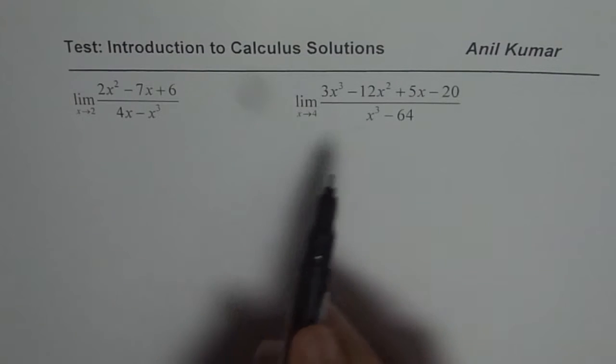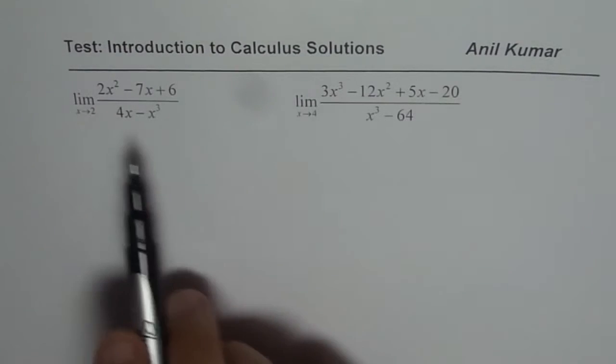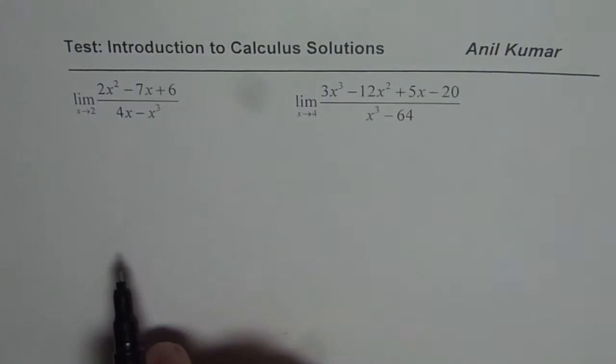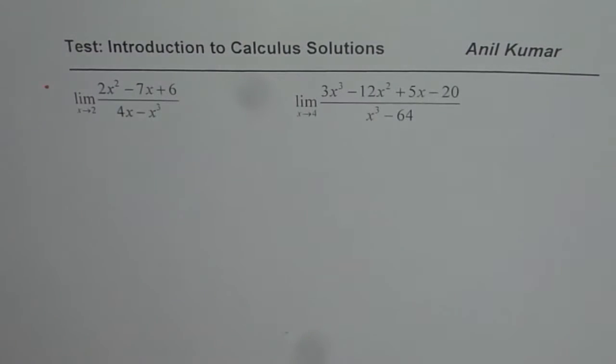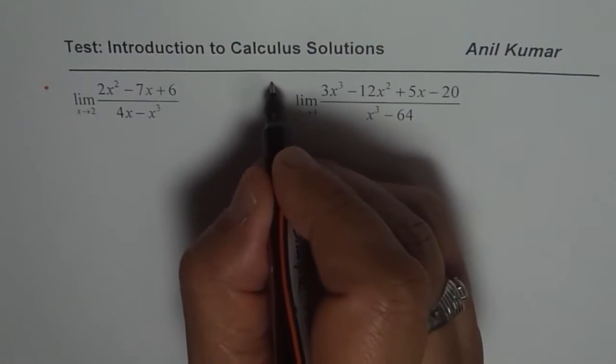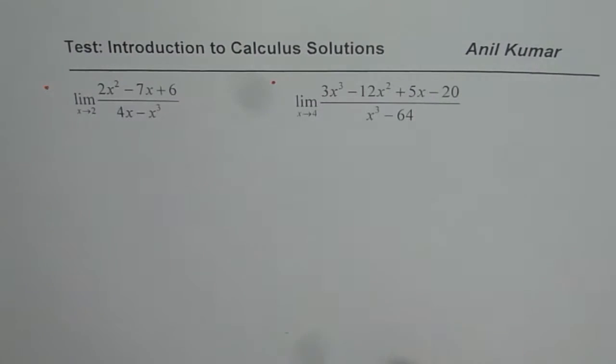So we have taken the two where factoring is involved. Limit of 2x squared minus 7x plus 6 divided by 4x minus x cubed as x approaches 2 is the first question. And the second one here is limit of 3x cubed minus 12x squared plus 5x minus 20 divided by x cubed minus 64 where x approaches 4. So let's answer these questions one by one.